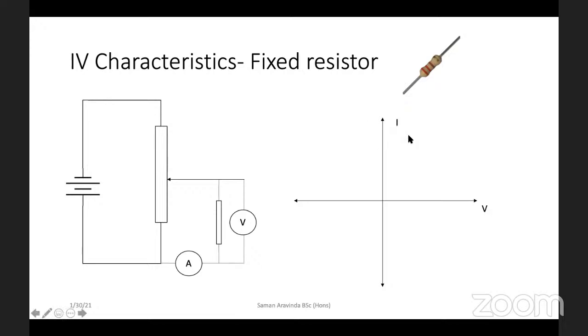Yes, 1 over resistance. So when I do this experiment, I get a straight line. What does that mean? The gradient is constant. The gradient is I over V, which is 1 over R. That means the resistance is constant. If I want to find the resistance of the fixed resistor, I can take the reciprocal of the gradient. Now tell me, how do I get the negative part of the graph?